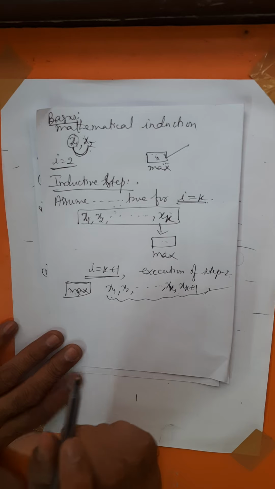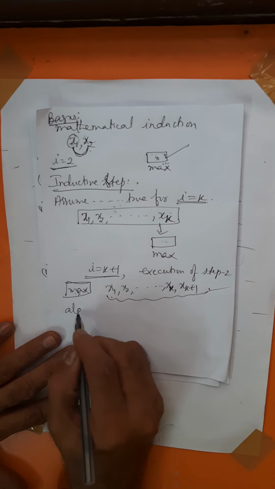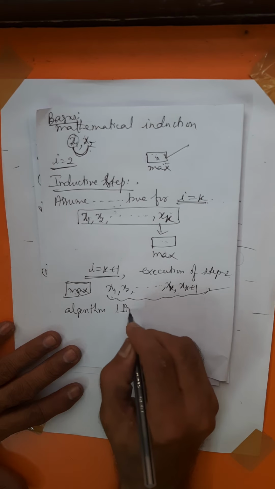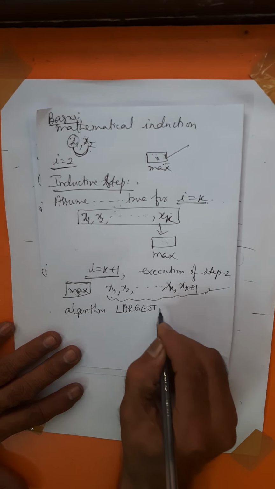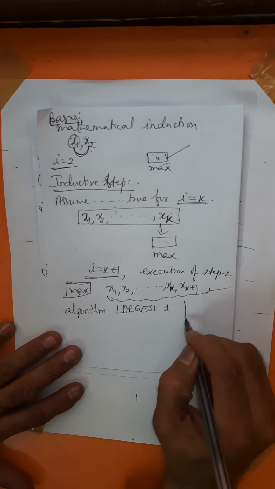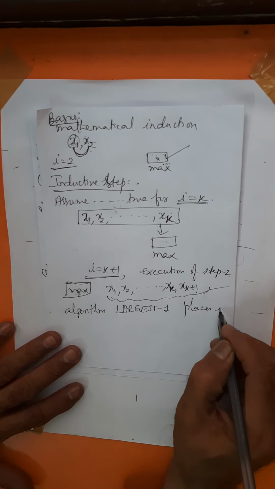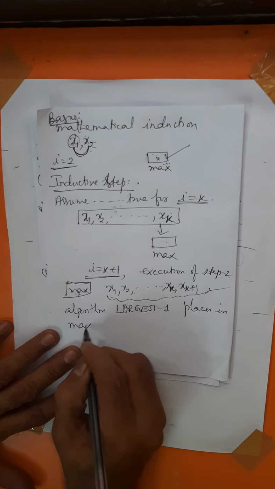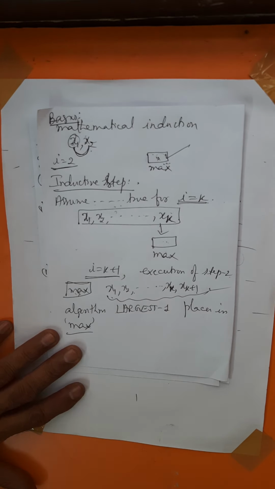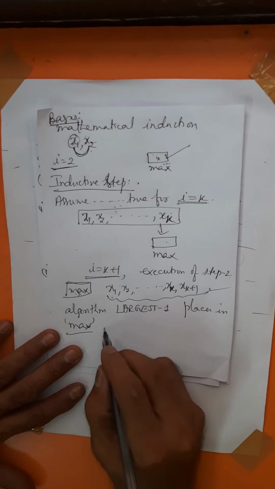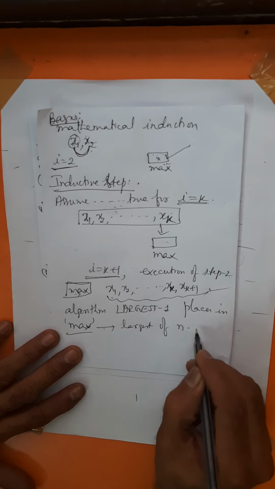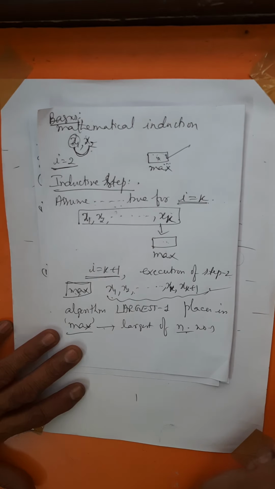Thus the algorithm largest one places in the register max the largest of n numbers. If you keep comparing, it is just this.